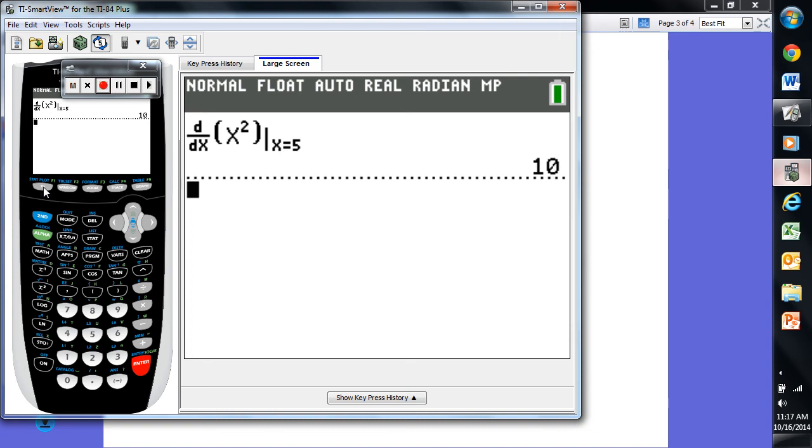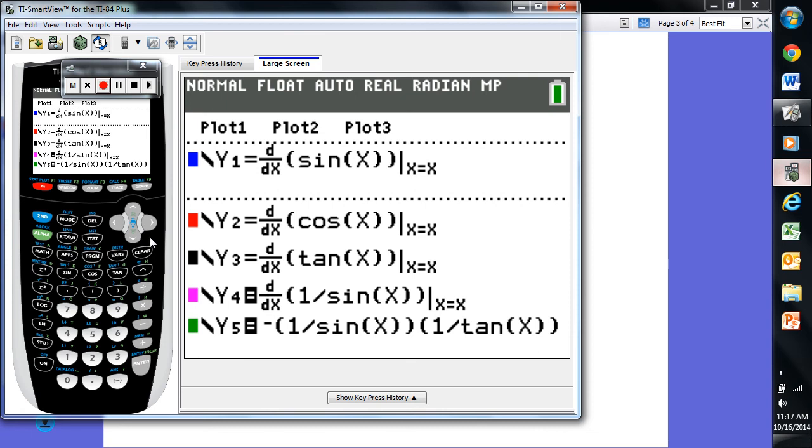But here's why I want to show you the derivative of trig functions. And there's the lunch bell.